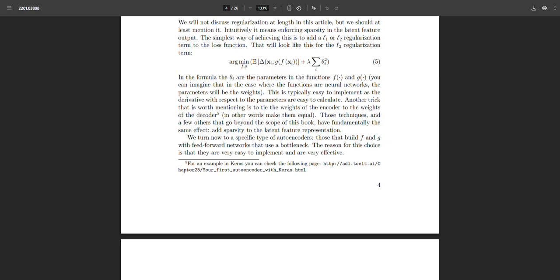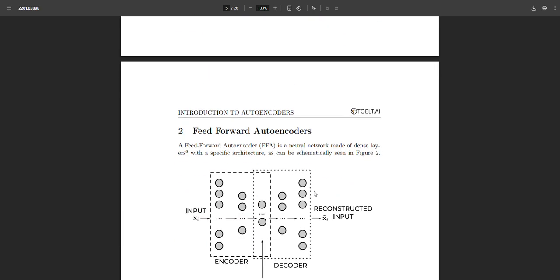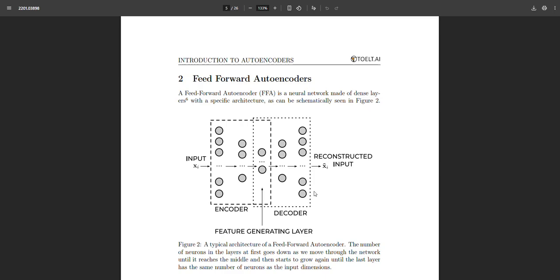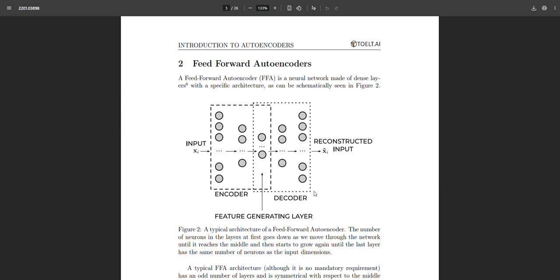With both the bottleneck and regularization strategies in mind, we can now turn our attention to a specific type of autoencoder we will focus on, those built with feed-forward neural networks that use a bottleneck. This architecture is popular because it is both easy to implement and incredibly effective. We now turn to a specific architecture that is both widely used and highly effective, the feed-forward autoencoders or FFA. An FFA is simply a neural network built with dense layers arranged in a very specific symmetrical fashion, as you can see in figure 2 here.